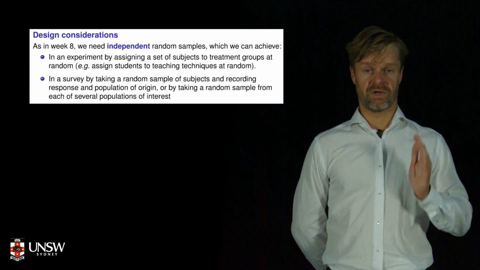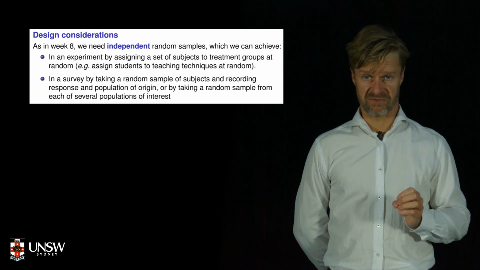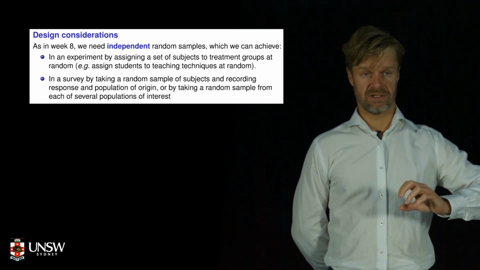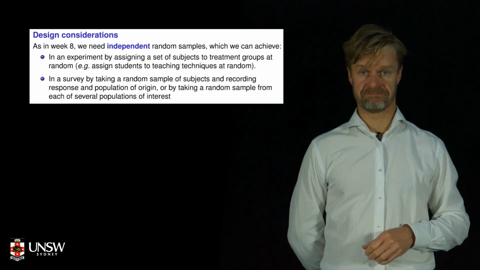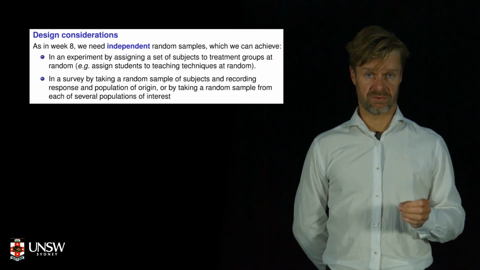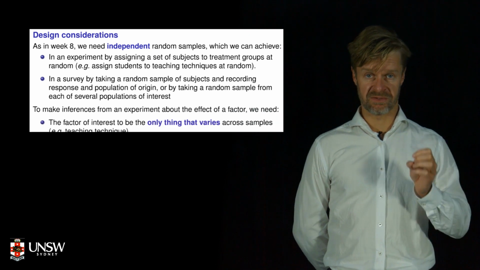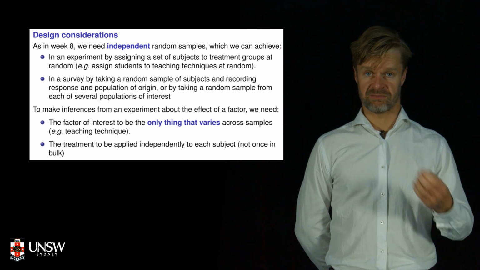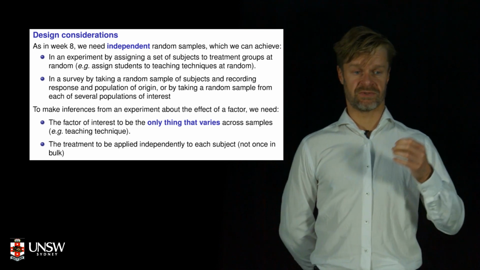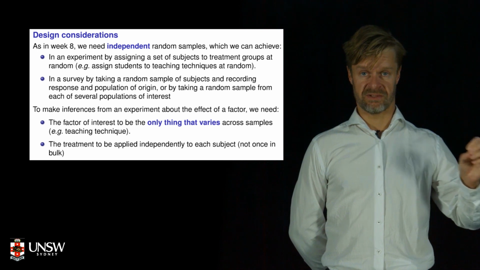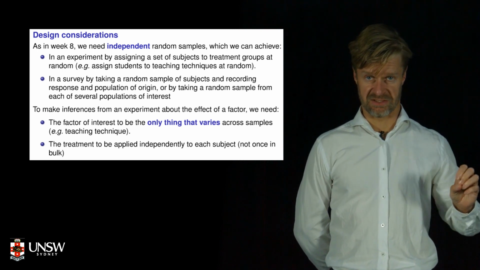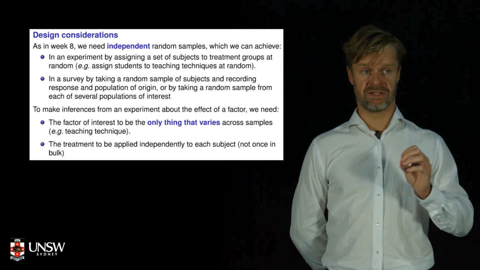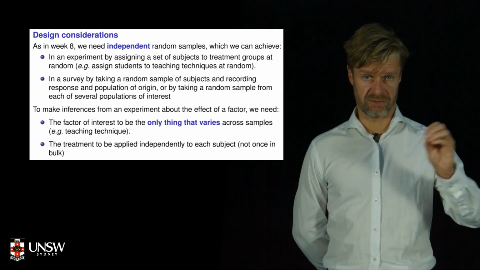So this random sampling assumption ends up being critical, that we have independent samples as well as independent observations within each sample. Something else that's critical is that the only thing that varies across samples is the factor of interest. So in an experiment, we need to make sure that the only thing that varies is the factor of interest, teaching technique. We also need to ensure that the treatment is applied separately to each subject.